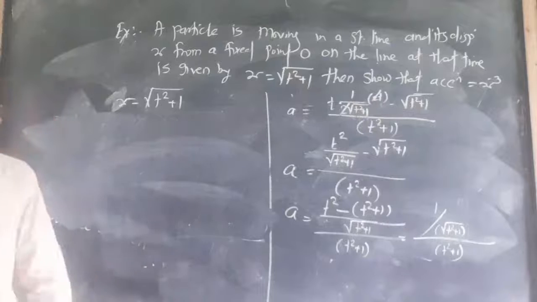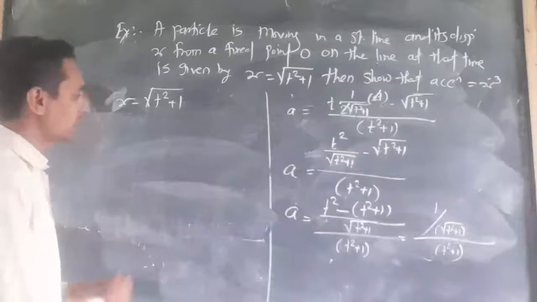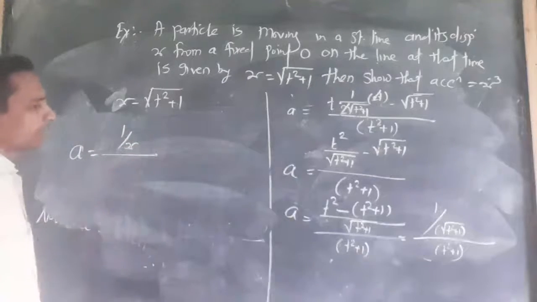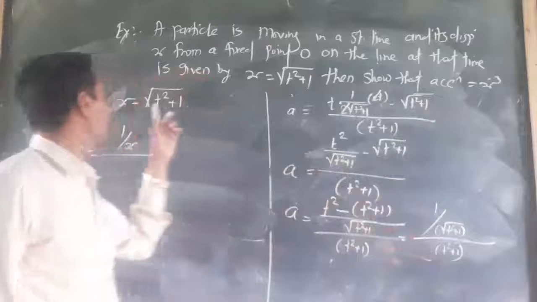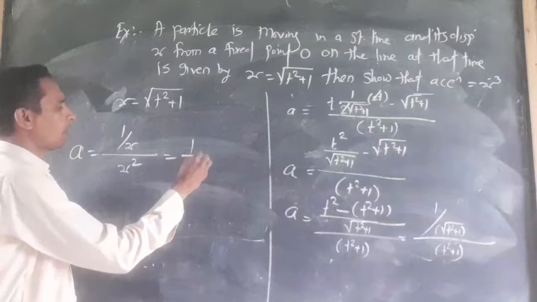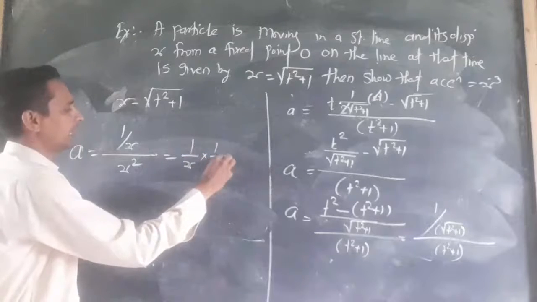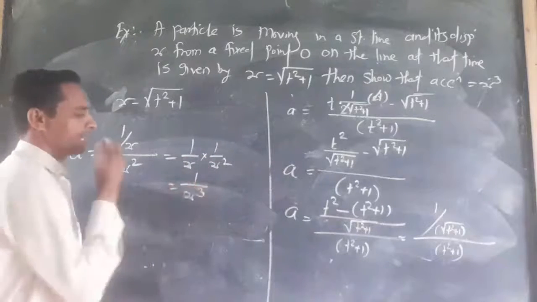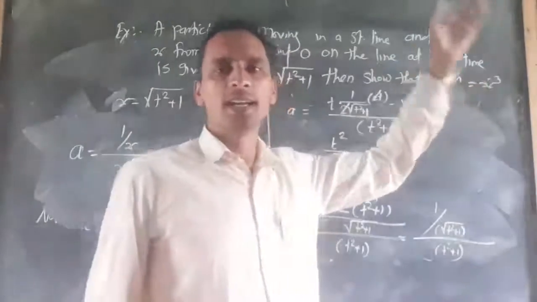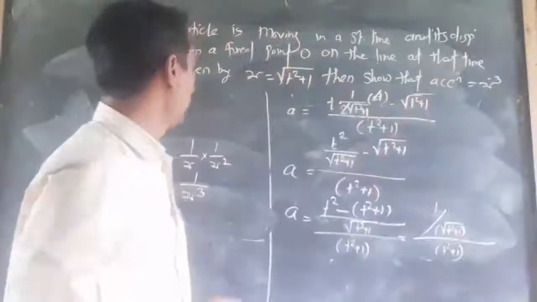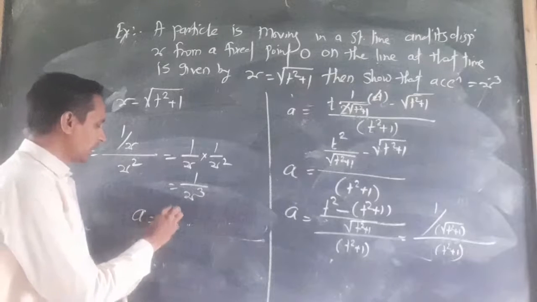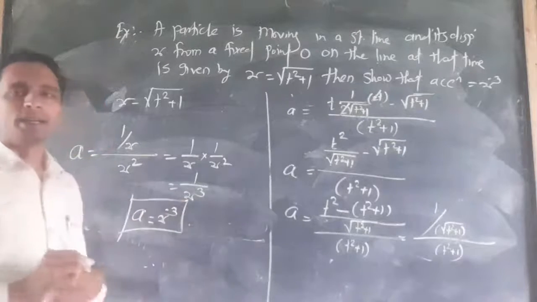We know friends root of t square plus 1 is x. Therefore acceleration a is equal to 1 upon x divided by t square plus 1, which means x square. And after simplification 1 upon x into 1 upon x square. The answer is 1 upon x raised to 3. We have to prove x raised to negative 3. Friends, this term is in the denominator place. If we convert it into the numerator, that is x raised to negative 3.